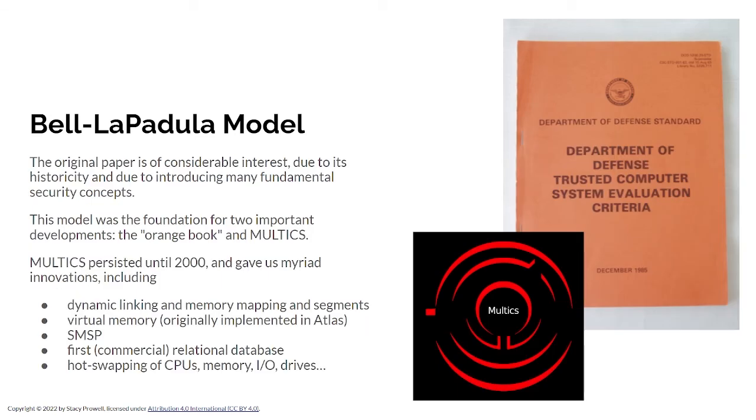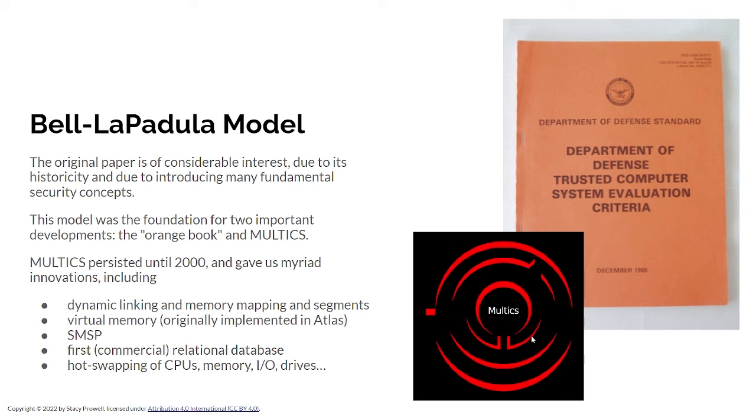The original paper is of considerable interest because it's historically important, and it has many fundamental concepts that will show up later on. It was the foundation of two very important developments. If you've never heard of them, they are unbelievably influential even today. One is the Orange Book, so called because its cover was orange. It's part of the Rainbow series, and this one happened to be orange. You can see Trusted Computer System Evaluation Criteria from 1985 in this case. Very influential document, still influential today.